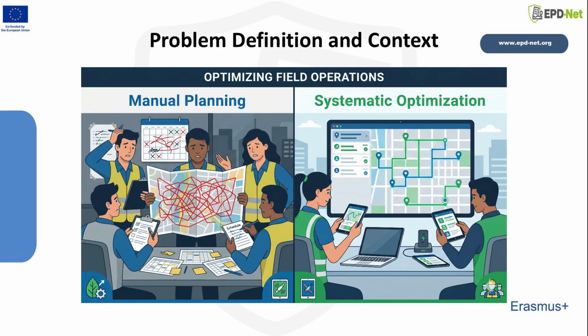As operational complexity increases, manual planning becomes insufficient. Optimization is needed to systematically evaluate routing options, balance workloads, and ensure that field operations are carried out efficiently and consistently. This context forms the basis for applying routing optimization techniques in workforce routing scenarios.